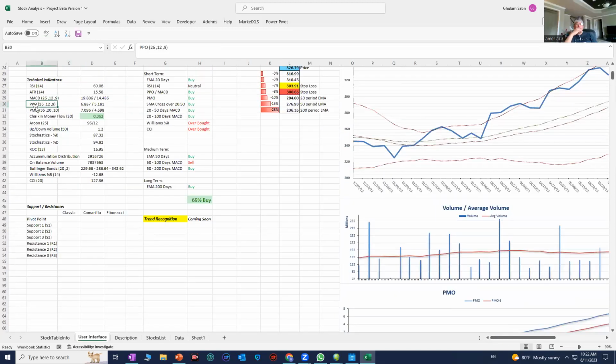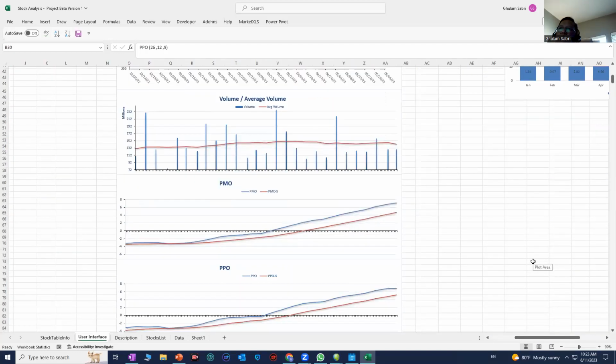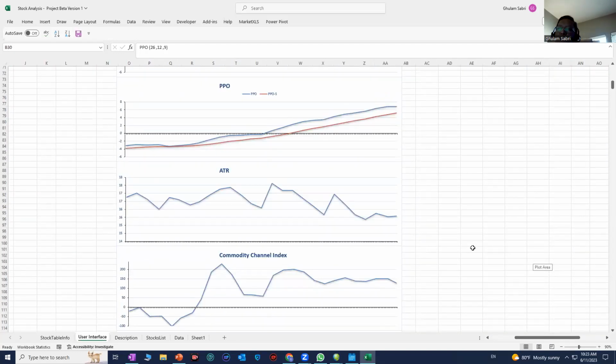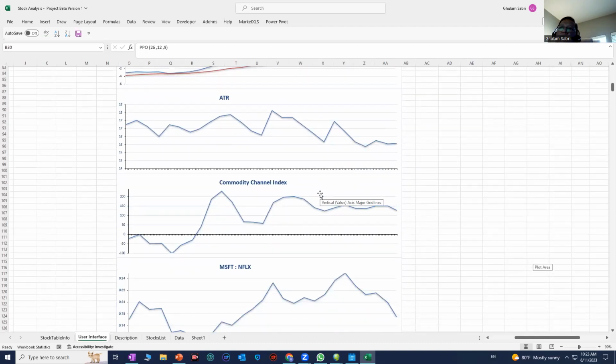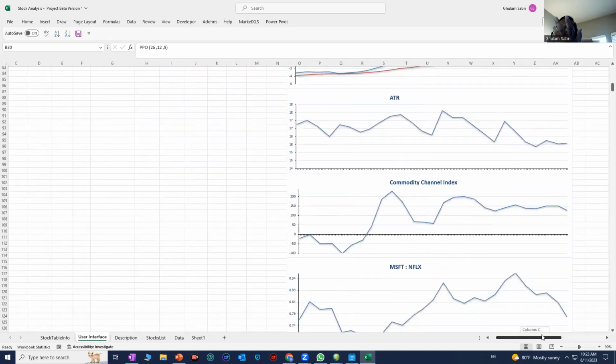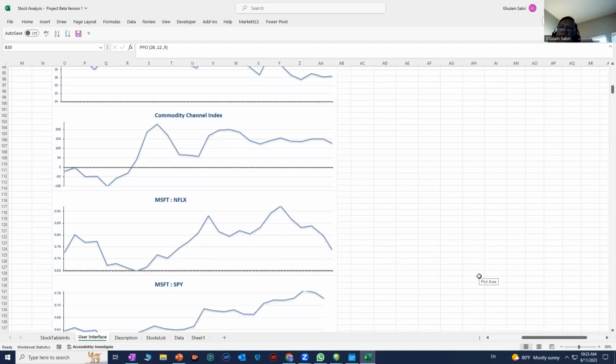I plotted PPO, which is the percentage price oscillator, which is a replacement of MACD. Just think of it as MACD, if you are aware of MACD. Moving average convergence divergence. Okay. Then PMO, which is price momentum oscillator. Then average true range, which means how much Microsoft moves every day. Average over the last 14 days, $16 approximately. Okay. Commodity channel index is another indicator. There are hundreds of indicators out there. I have programmed something around 50 of them.